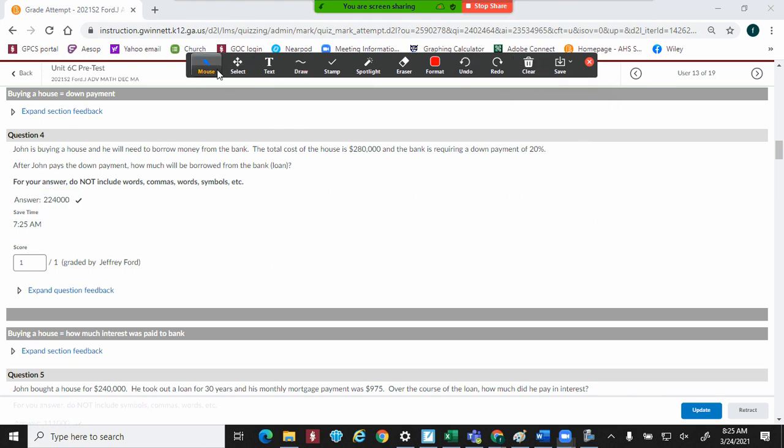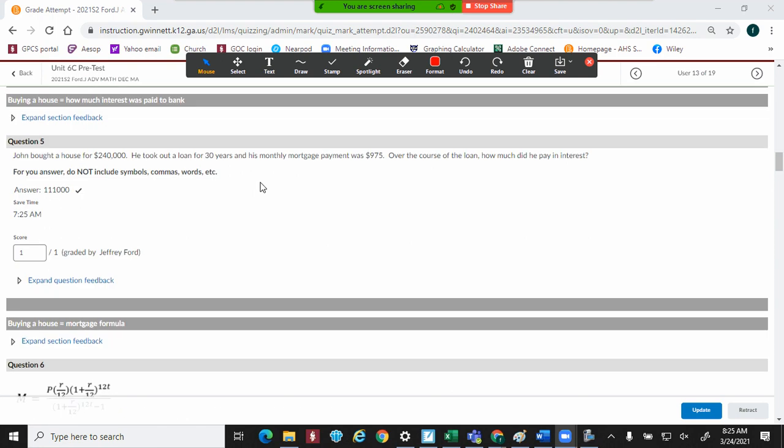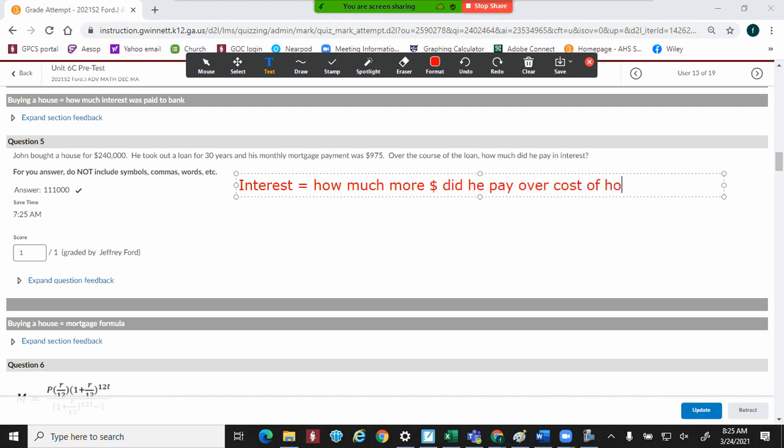All right, next question here. John bought a house for 240,000. He took out a loan for 30 years, and his monthly mortgage payment was 975. Over the course of the loan, how much did he pay in interest? Now, again, the context of this question is interest. So, interest means how much more money did he pay over the cost of the house? All right, that's what interest means.